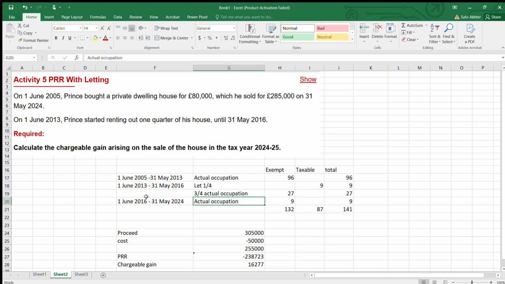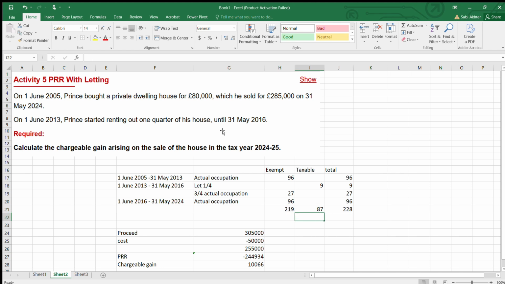But since he's not absent here, from 16 to 24, 8 years, isn't it? So 8 years exempt. 8 into 12, 96. So the total is 219, which is exempt, and taxable is 87.